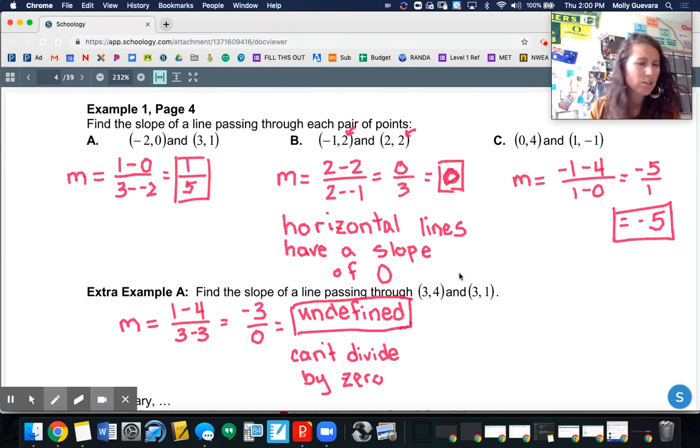For that extra example, I got -3/0. Well, now 0 is on the bottom of the fraction. Hopefully you remember you're not allowed to divide by 0. You can't divide by 0. So I get undefined. And the type of lines that have an undefined slope are vertical lines.